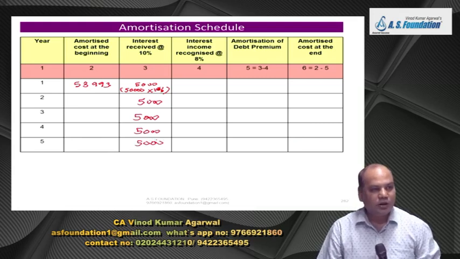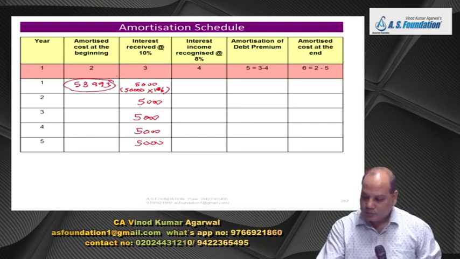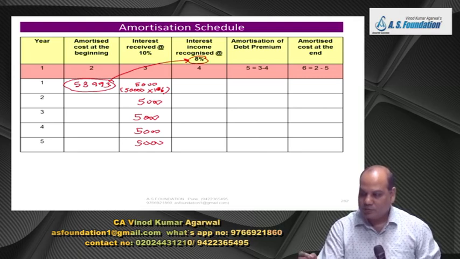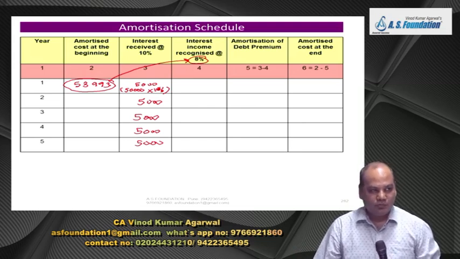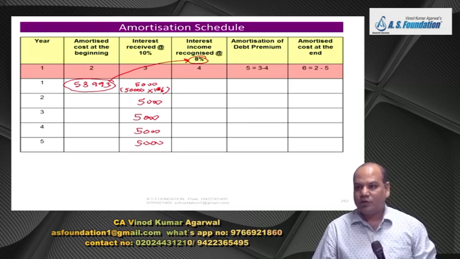But interest earned will change. You will take this number into 8%. Effectively, you are earning 8% on your investment because you bought this bond at a higher than the face value. So how much is that? Round off the last digit.